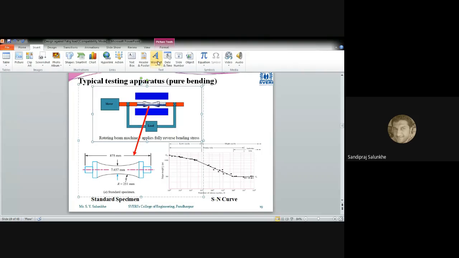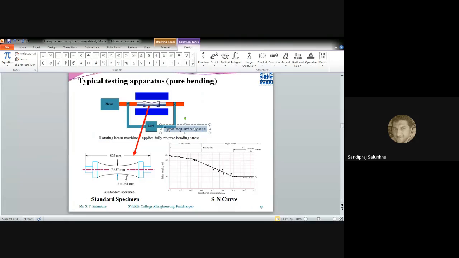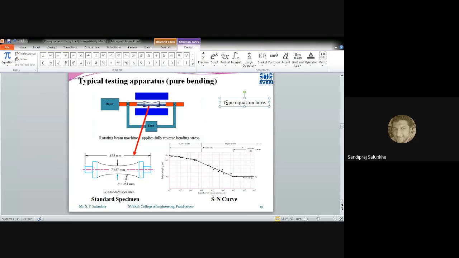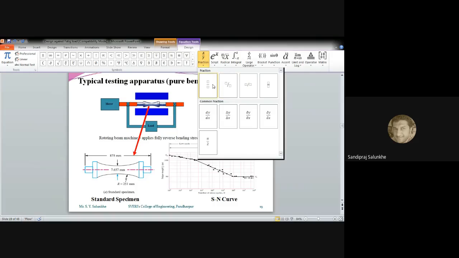Am I right? If you have any doubt, you are free to ask. What I am saying is that if you are capable of applying load, then you can calculate the stress. So how can we calculate the stress?